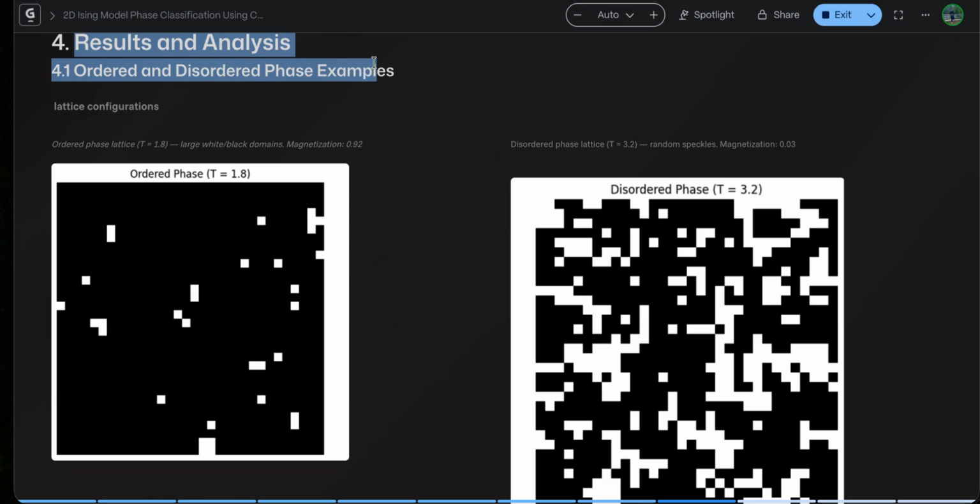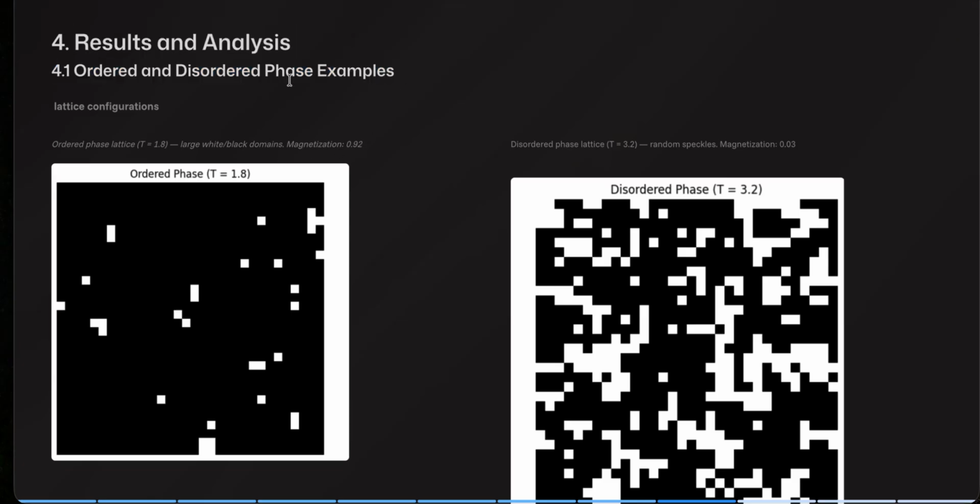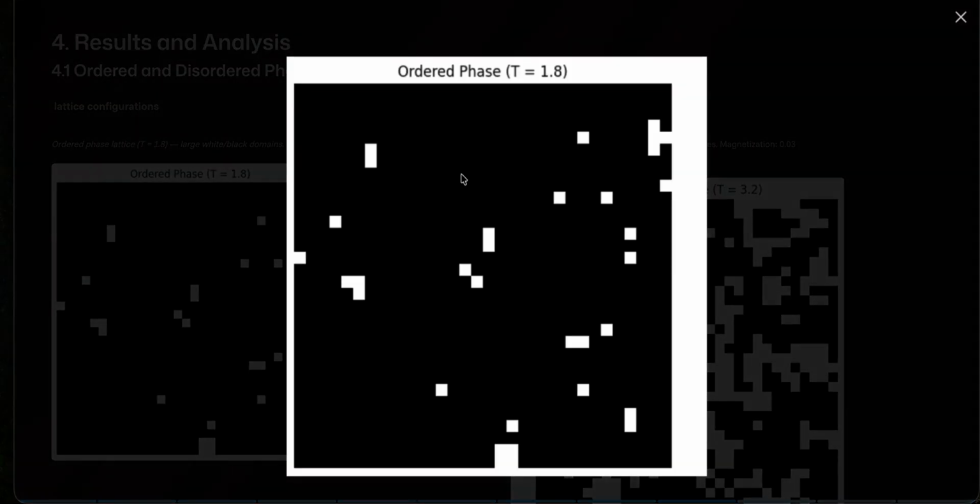So this is the results and analysis part. Here on the left is the ordered phase, with large black and white domains. The magnetization is 0.92 and energy is minus 1.88. Here the spins are aligned perfectly.